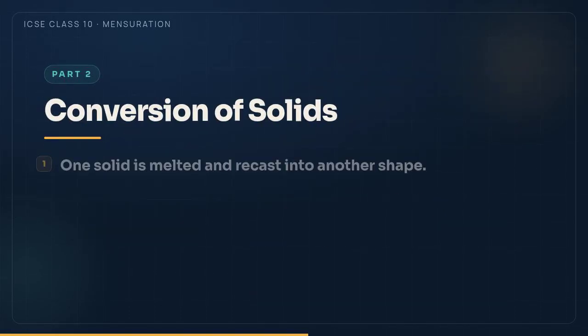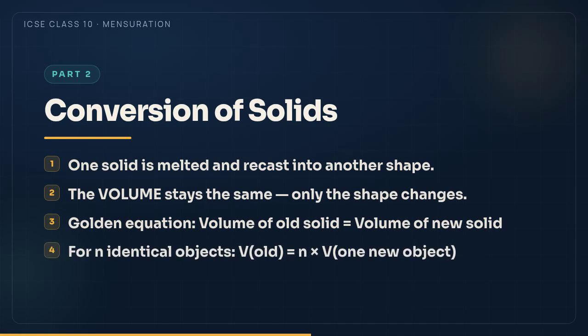Now part 2, conversion of solids. That is melting and recasting. Here, a solid is melted and poured into a new shape. Since no material is lost or added, the volume stays exactly the same. Only the shape changes. So the golden equation is volume of the old solid equals volume of the new solid. And if the metal is recast into n identical smaller objects, then volume of the old solid equals n times the volume of one new object. Surface area is not conserved.